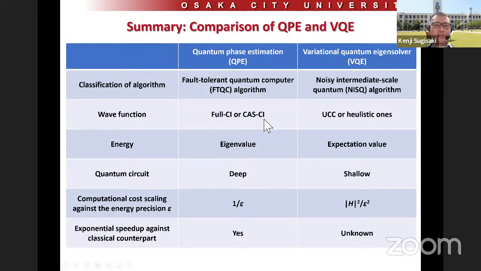But the obtained wave function is full CI, or CASCI if we apply the active space approximation, in quantum phase estimation. But in VQE, the obtained wave function should be some approximate wave function, such as unitary coupled cluster or heuristic ones. And in quantum phase estimation, the energy eigenvalue can be calculated, except for the Bayesian phase estimation. But in the variational quantum eigensolver, we calculate the expectation value of the energy, not the eigenvalue.